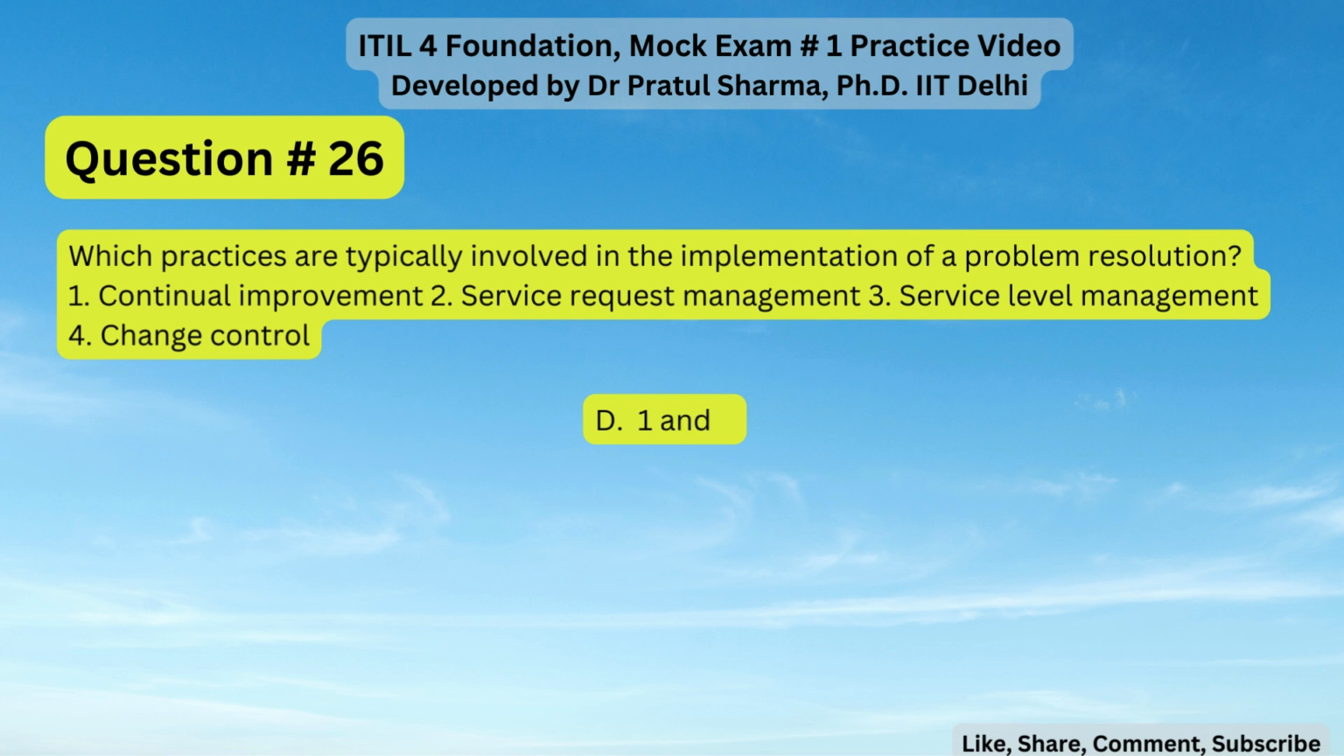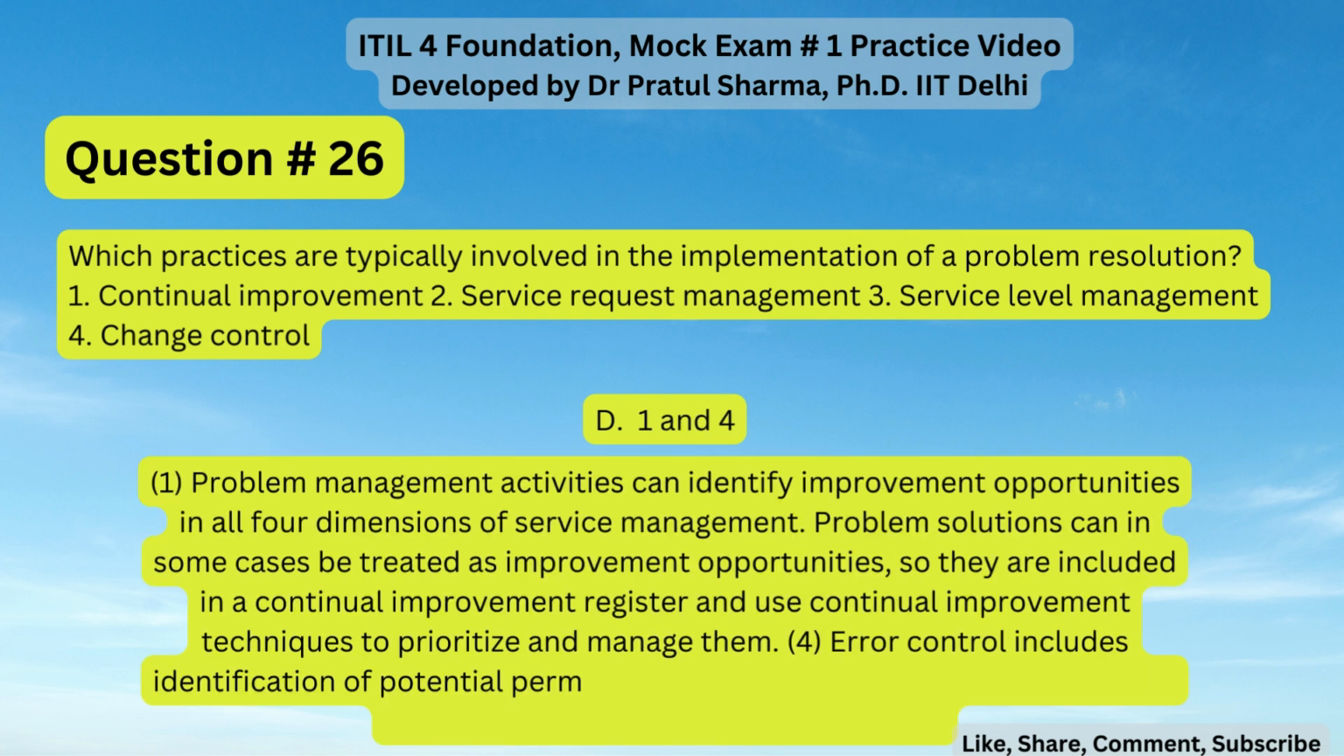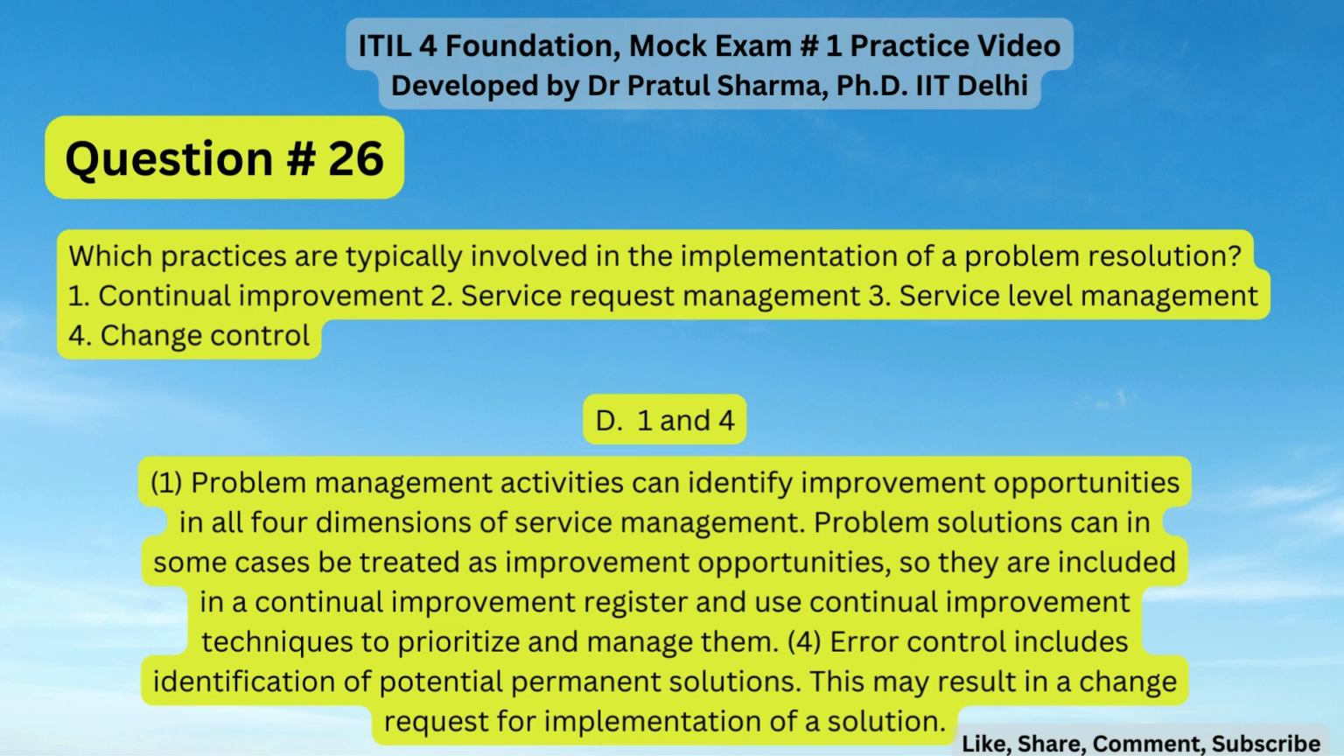D. 1 and 4. 1. Problem management activities can identify improvement opportunities in all 4 dimensions of service management. Problem solutions can in some cases be treated as improvement opportunities, so they are included in a continual improvement register and use continual improvement techniques to prioritize and manage them. 4. Error control includes identification of potential permanent solutions. This may result in a change request for implementation of a solution.